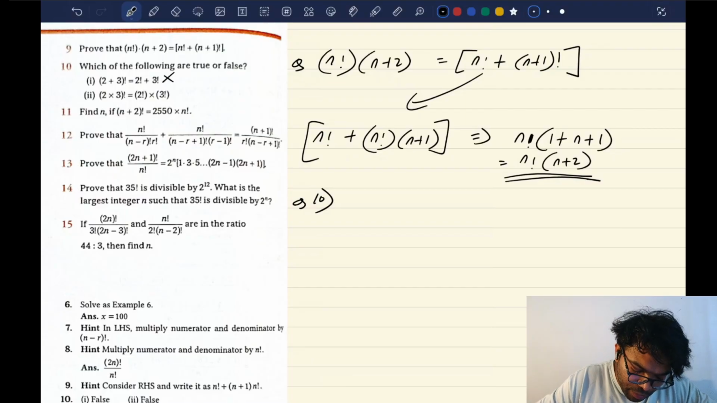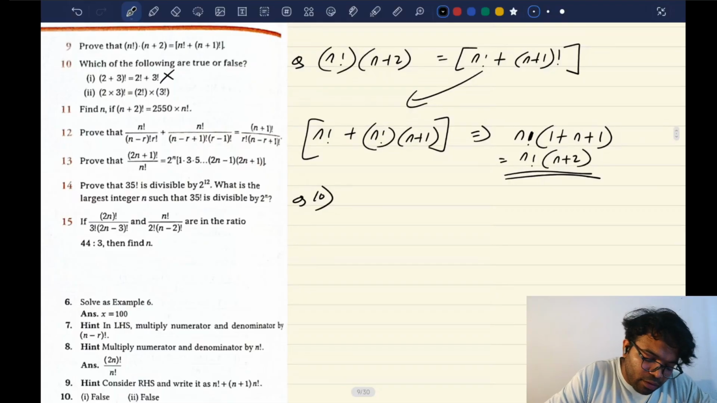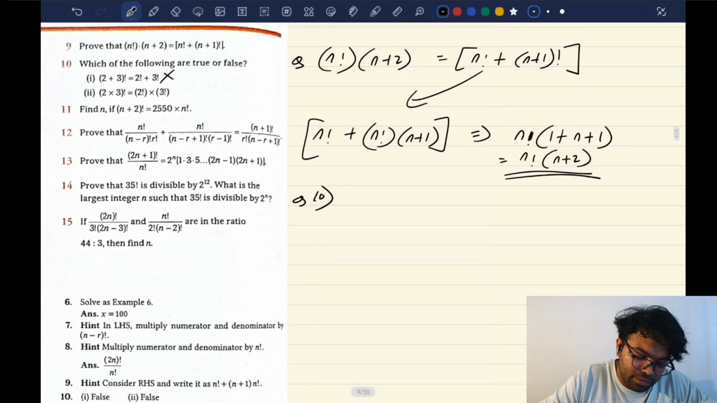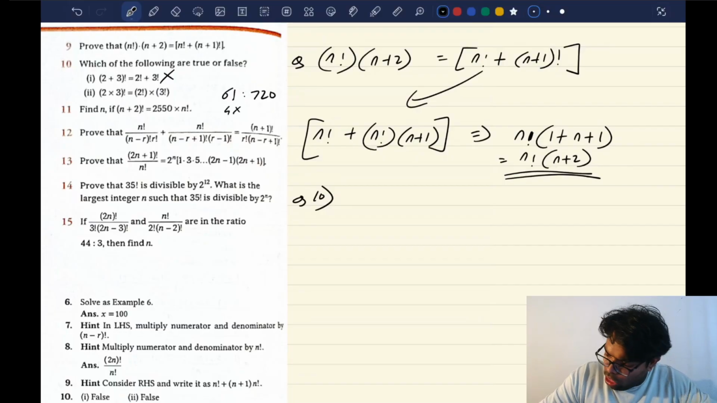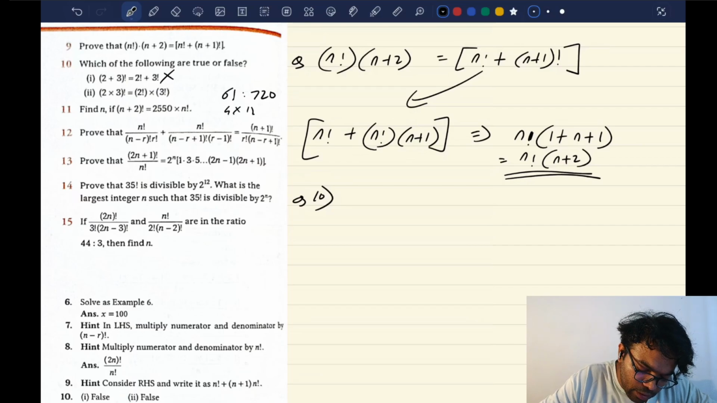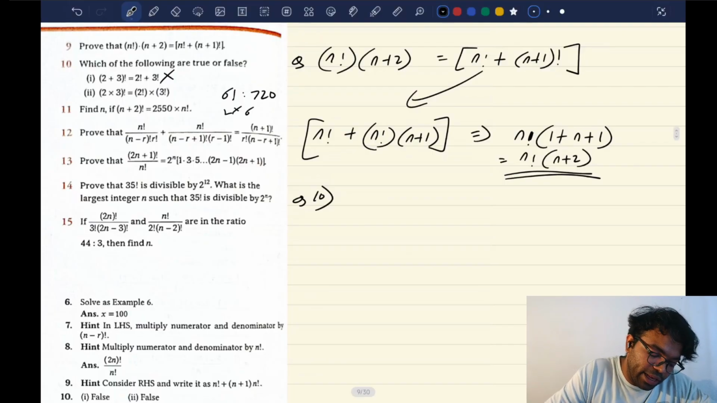Now, 2 into 3 factorial is equal to 2 factorial into 3 factorial. So this is also not correct, right? Because 6 factorial is 720. 2 factorial is 2, sorry. 2 multiplied by 3 factorial is 12. No way.